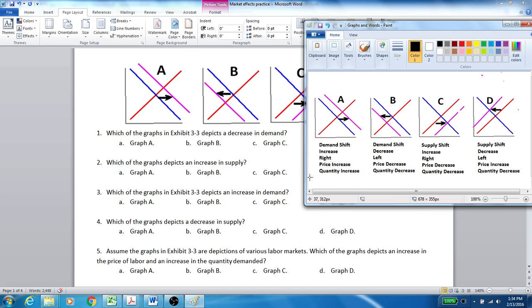2, increase in supply, supply shift increase, C. 3, increase in demand, A. 4, decrease in supply, D. Number 5, we're looking for something, or the graph depicts an increase in the price of labor and an increase in the quantity demanded of labor. So if we have higher quantity, increase in quantity, and higher price, then where we see both price increase and quantity increase is A. So that's the answer to number 5.